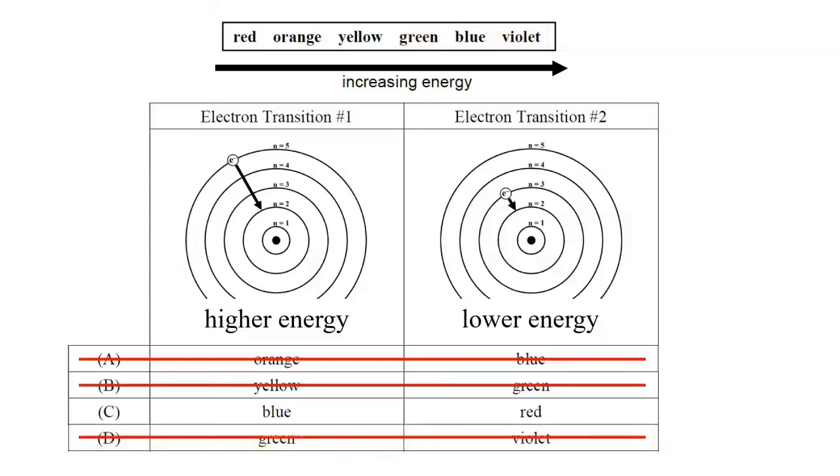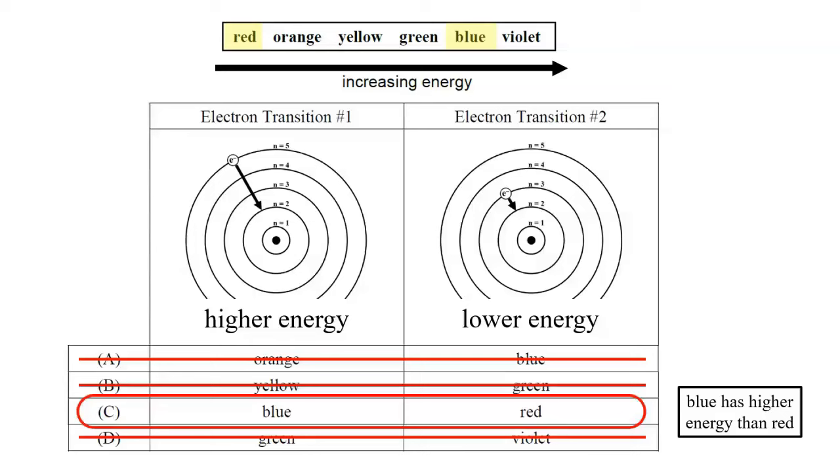So why is choice C the correct answer to question 1? It's because the 2 colors of light that are listed in choice C are blue and red, and when we compare the relative amounts of energy for those 2 colors, we can see that blue light has higher energy than red light. And so of the 4 choices listed, choice C is the only choice in which the colors of light that are listed are consistent with the relative amounts of energy associated with each electron transition. So for question 1, choice C is the correct answer.